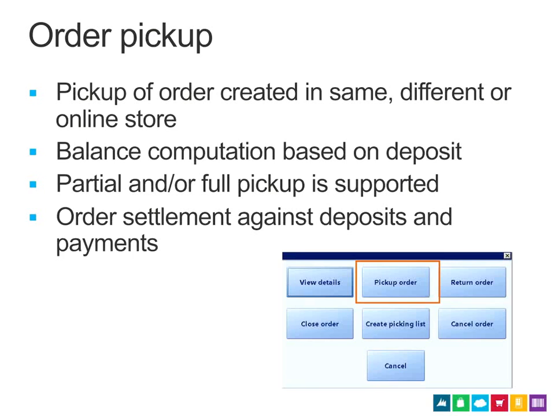We can do partial or full pickup. So it could be the fact that maybe only one of the line items for this customer is to be picked up at the store. Maybe another one's going to be picked up elsewhere or shipped. That could be one reason for partial fulfillment. The other could be that maybe just one item has come in and the other one hasn't. So you can do either partial or full pickup. And then finally, the order is settled against the deposits and the payment that's made when the order is fulfilled completely. And that's actually based on configuration settings within AR parameters as to whether there's auto settlement involved.